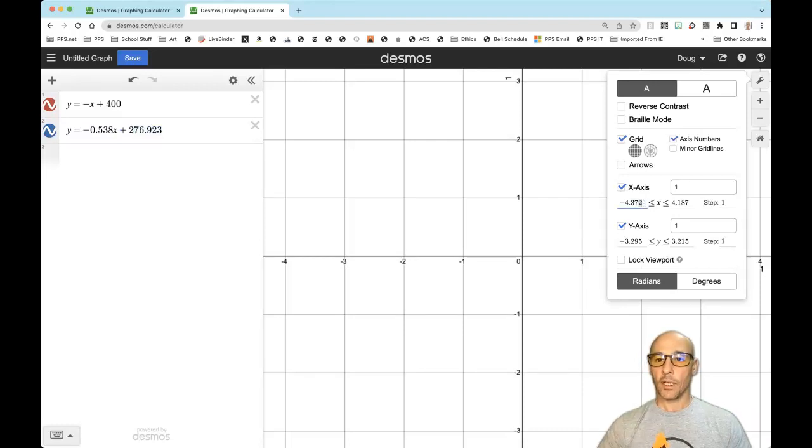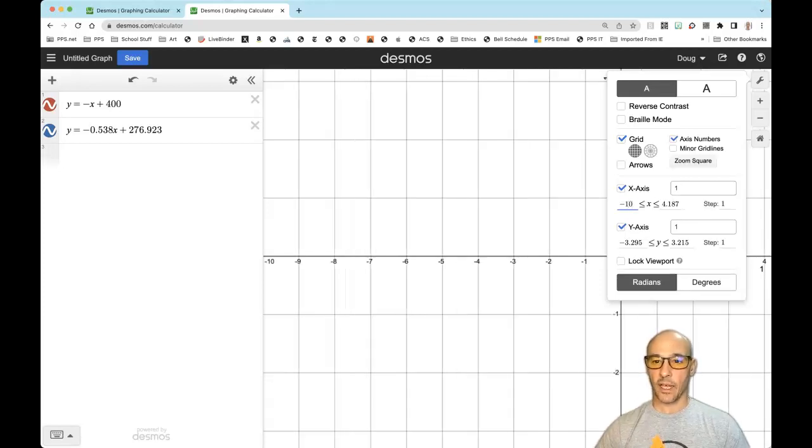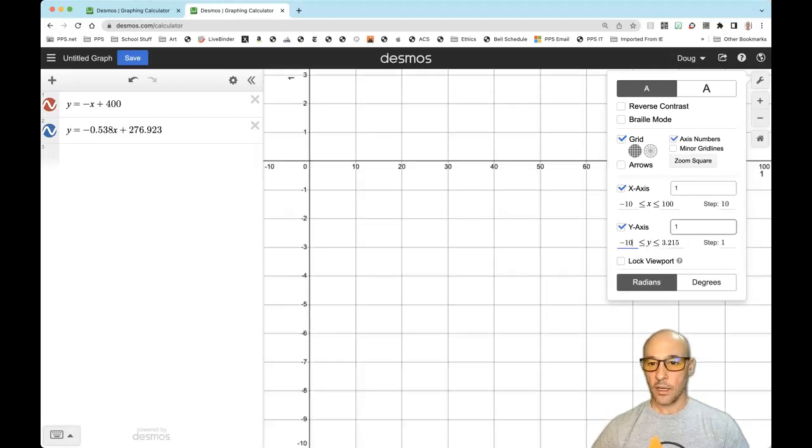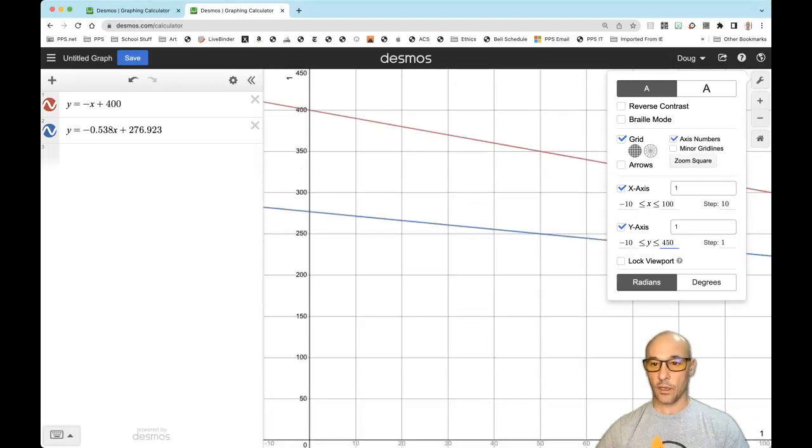Now, I'm not really interested in going too far into the negatives, but we're looking at pretty big numbers here. So let's go from negative 10, and I don't know how far I'm going to need to go. Let's say 100 right now. We're going to do steps by 10. And for my y-axis, I'm going to go from negative 10 up to at least 400, so let's do 450, with steps of 50.